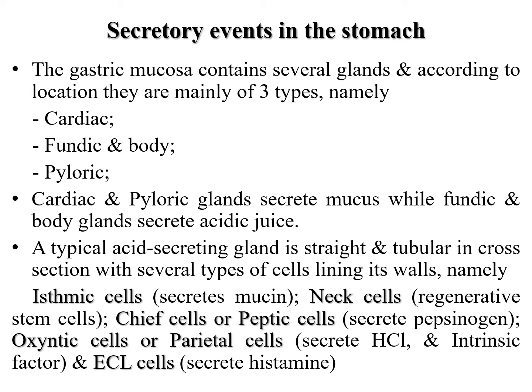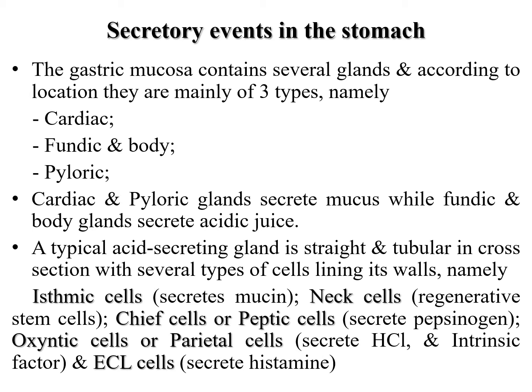Then below them are the neck cells, or the regenerative cells or the stem cells, which can migrate in both directions and give rise to other varieties of cells. Can be the mucin secreting cells, can be the peptic cells, can be parietal cells, or can be the enterochromaffin-like cells. So the neck cells are the regenerative stem cells.